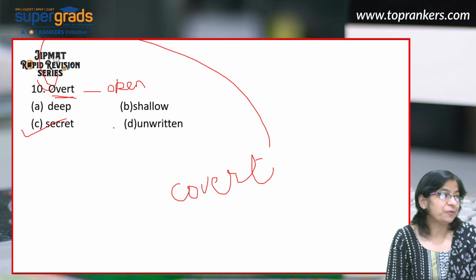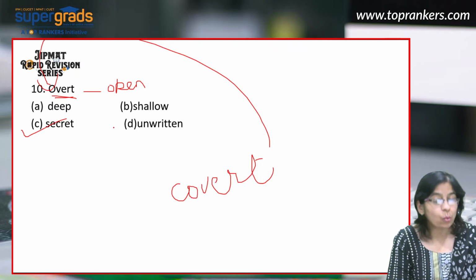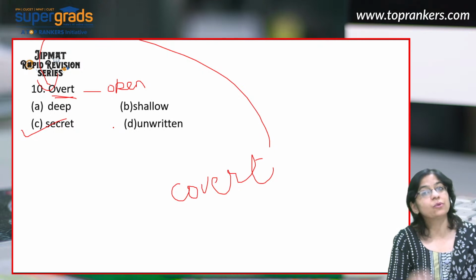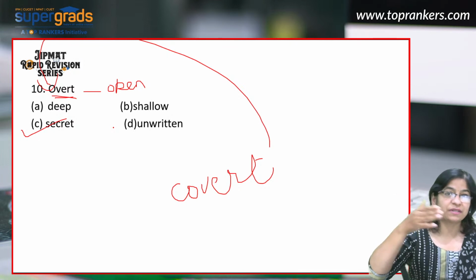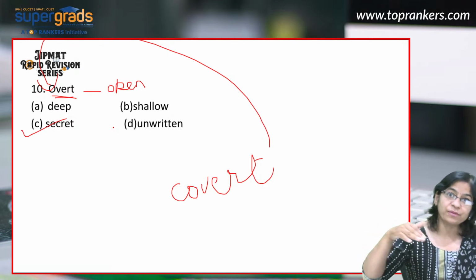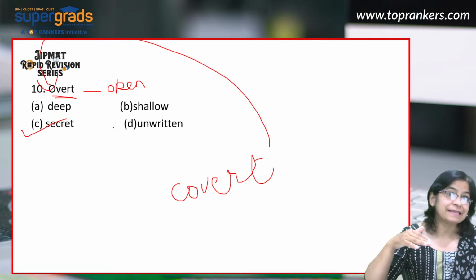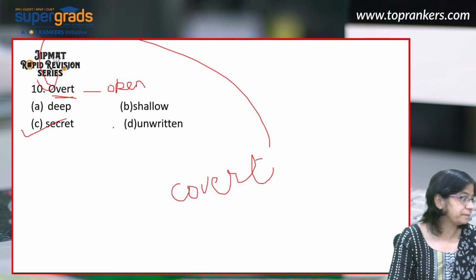Now let's move on. No, Namita, it would be C, secret. Overt is something that's open. Covert is something that's covered. So covert is generally associated with secrecy. Overt is associated with openness. So the opposite of overt will always be secret or anything that's covered.